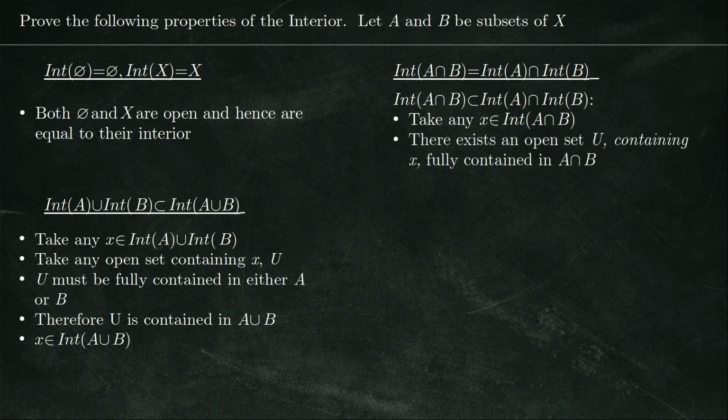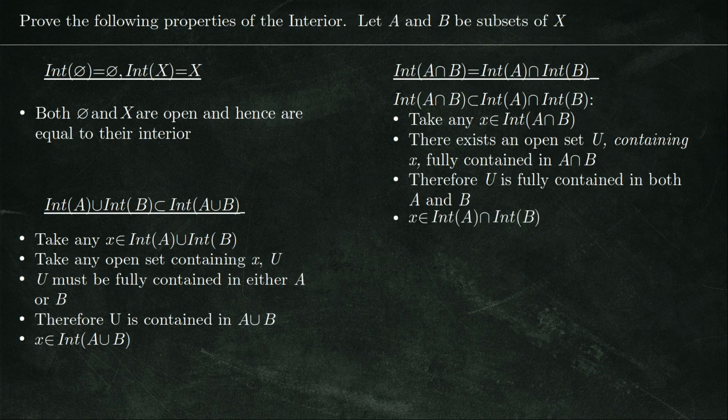Then there exists an open set U that contains X and is fully contained in the intersection of A and B. Here we're using the second definition of the interior. Therefore, this U is fully contained in both A and in B. Therefore, X must be in the interior of A and the interior of B separately. So therefore, it's in the intersection of both.